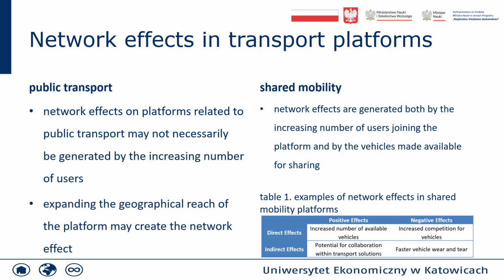On the other hand, in the case of shared mobility platforms, network effects are generated both by the increasing number of users joining the platforms and by the vehicles made available for sharing. A table shown on that slide presents examples of effects within shared mobility platforms. For bicycles and scooters, a greater number of users may sometimes result in vehicles being blocked for other users, and this negative impact will be more pronounced when there is an insufficient number of vehicles relative to the number of individuals interested in renting them.